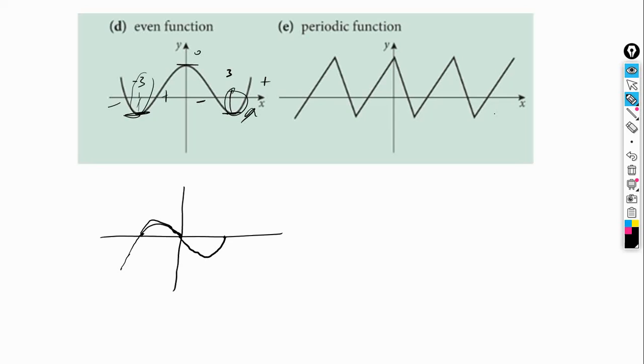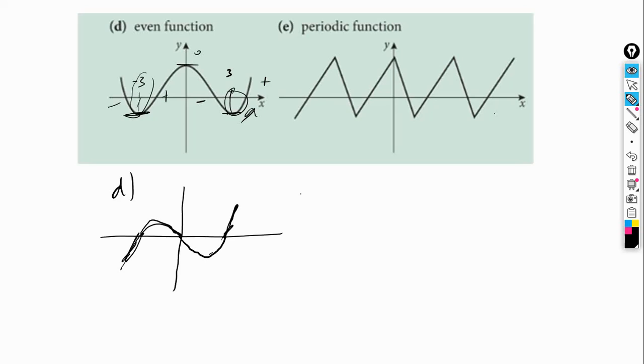So then positive, and because this one is odd, it has to be symmetric with respect to the origin. So far so good. And then the other line would just be like that, and then we'd have symmetry here with respect to the origin. So this would be D.